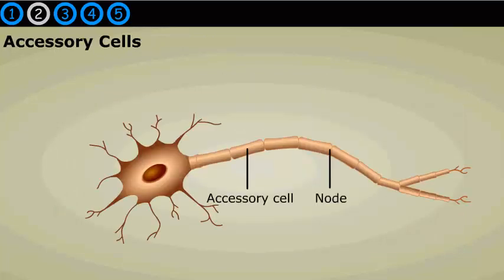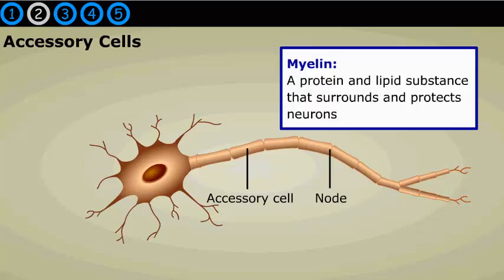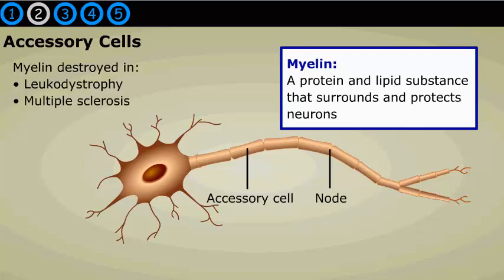Almost all axons and dendrites are surrounded by accessory cells. These cells create a protective sheath that also affects the speed of neuronal signaling. This sheath is made of myelin, the protein and lipids left after the cells that surround the axon eventually lose their cytoplasm during the development of the nervous system. Myelin can be destroyed by processes encountered in hereditary disorders, such as leukodystrophy, and in acquired diseases such as multiple sclerosis.